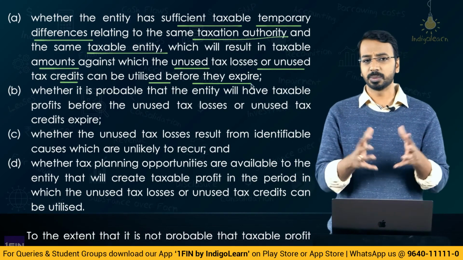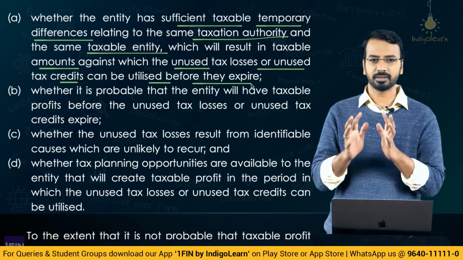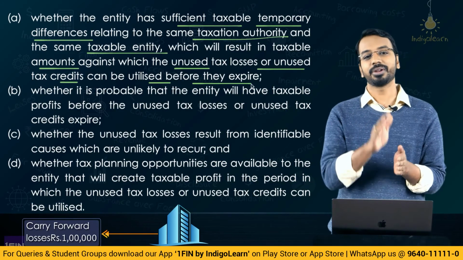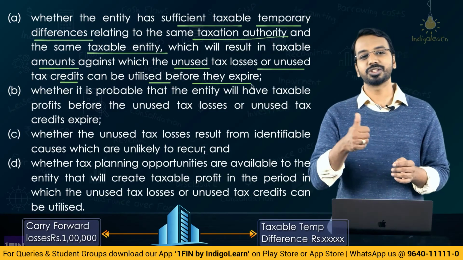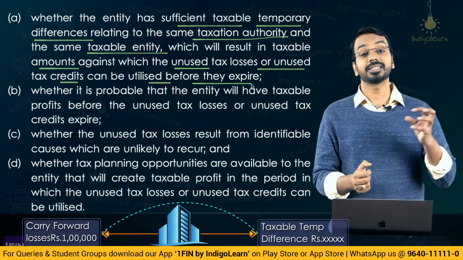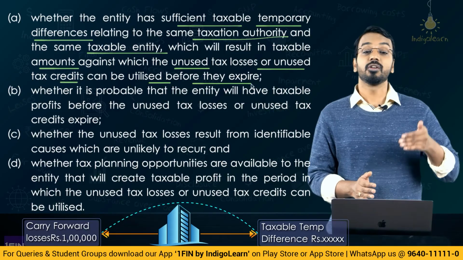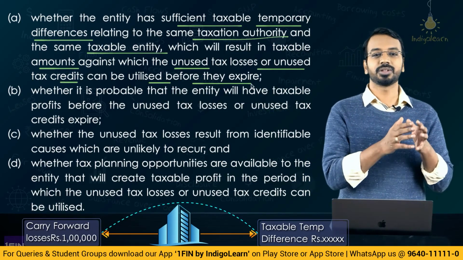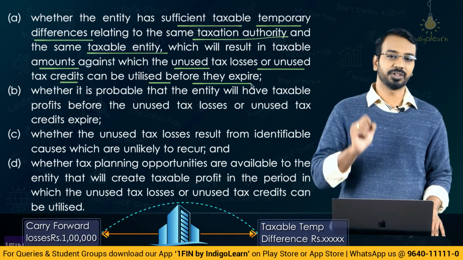Now, what do I mean by that? This basically means that the entity has, let us say, carry forward losses of 1 lakh, for example, and the entity has some taxable temporary difference which may be taxable in the future against which these losses can be utilized. So, on one side we have carry forward losses, at the same time we also have taxable temporary difference, which will create a future tax liability against which the losses can be utilized and the entity can take the benefit of these losses. So, at that point of time you can create a deferred tax asset.